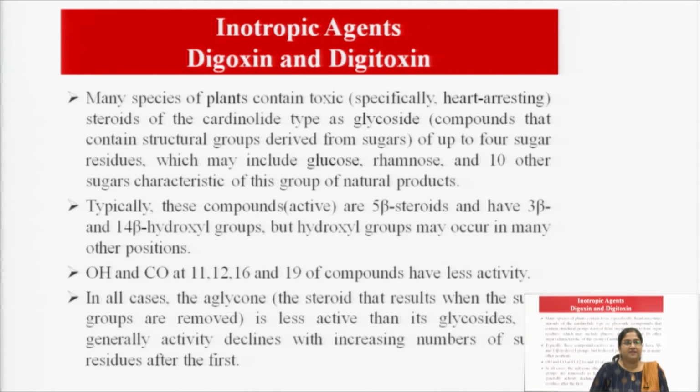Generally, activity declines with an increasing number of sugar residues after the first. That means if we add too many sugar moieties to the structure, the activity of the drug will decline. So only the required amount of sugar moiety should be added, like glucose and rhamnose, which was mentioned in the first statement.